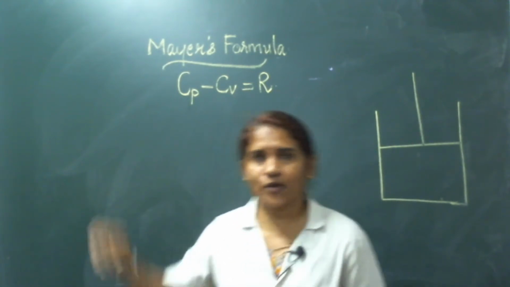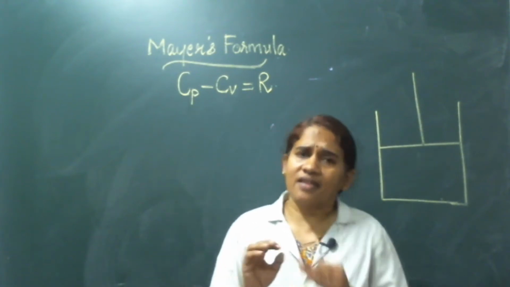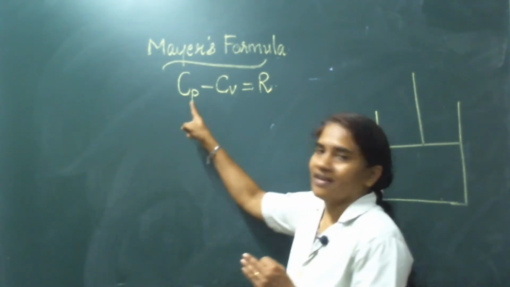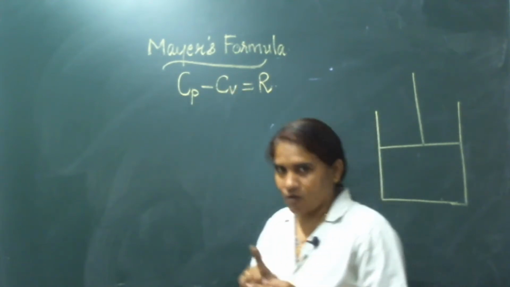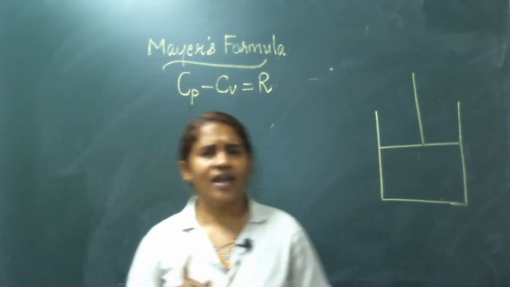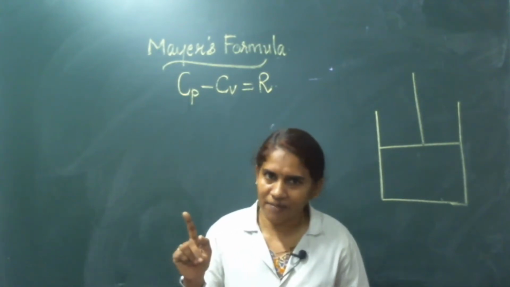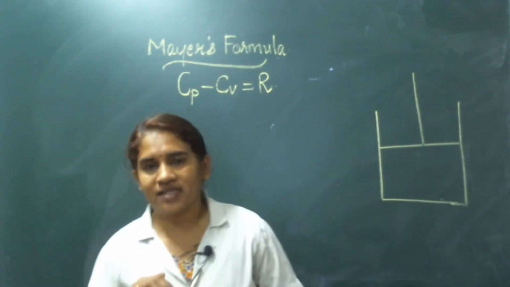As it is said, we are going to derive Mayer's relation. Mayer's relation is nothing but Cp minus Cv equal to R. So we want to know what is Cp and what is Cv. Last class I just mentioned when I told about gamma, remembering Cp by Cv. Okay. So let us see what is Cp and Cv.